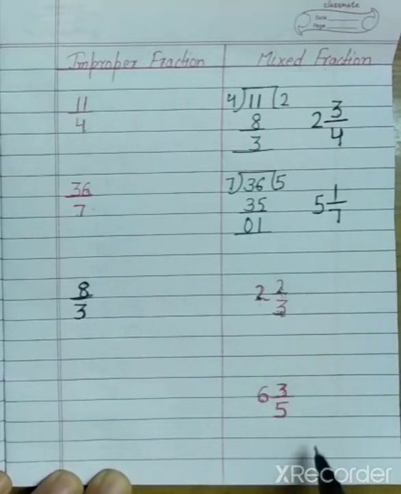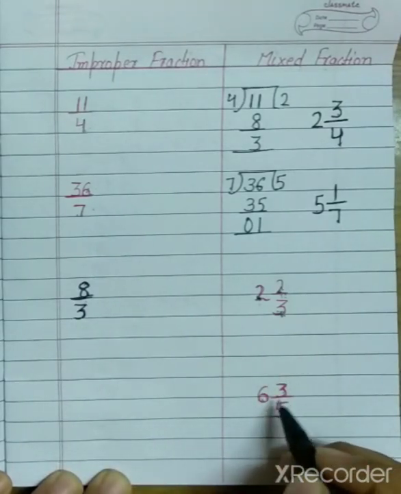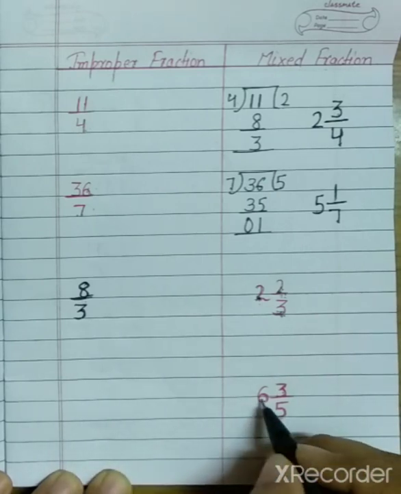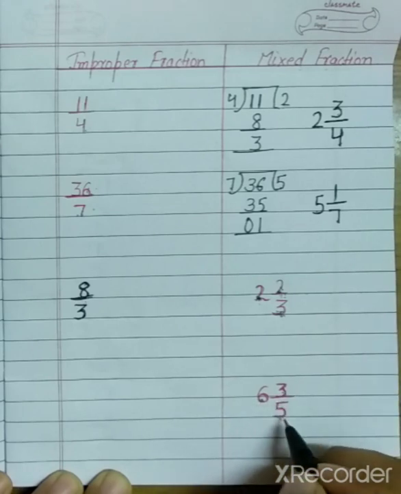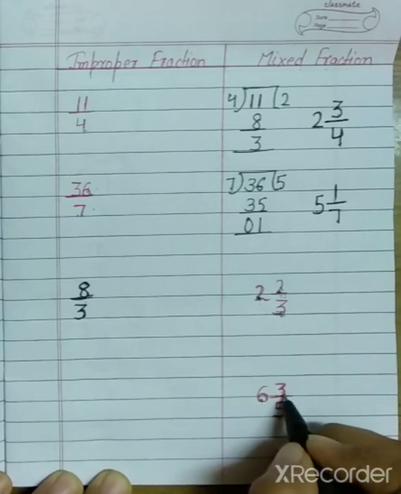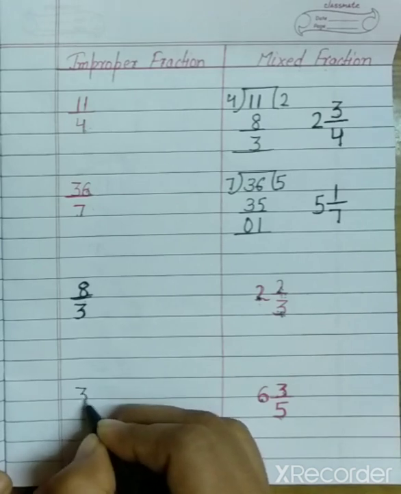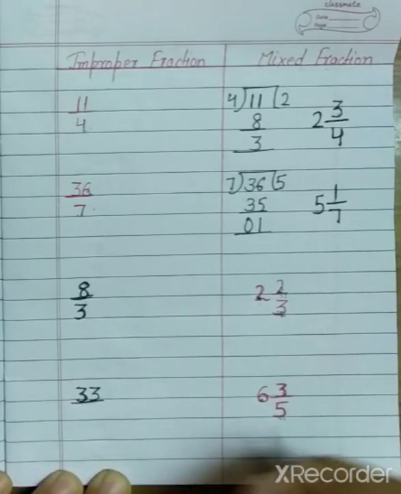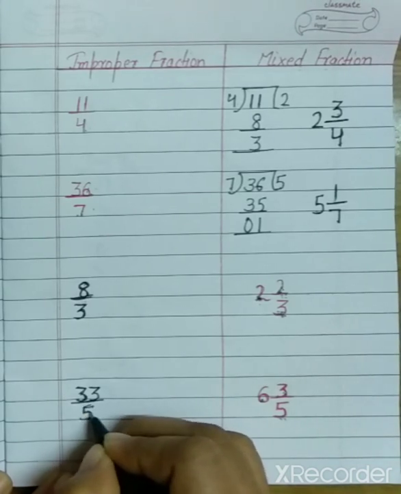One more example. This is a mixed fraction. We will convert it into improper fraction. So first multiply these two numbers. 5 sixes are 30. And we will add the numerator. 30 plus 3, 33. And we will retain the denominator 5 as it is.